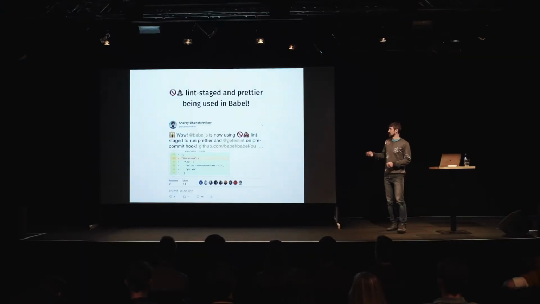When I submitted this pull request to Create React App, everyone was like, I tried it, and I was like, ah. Which is cool. I like the reaction. And Babel is actually also using Prettier with the help of Lint Staged on a whole code base, which is also kind of a good proof for the whole project for me. So it's kind of tested at scale.